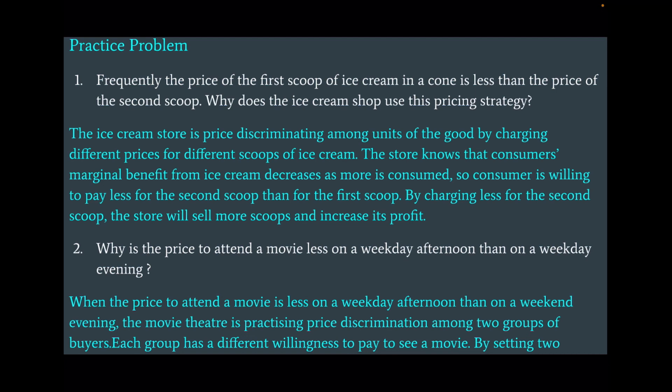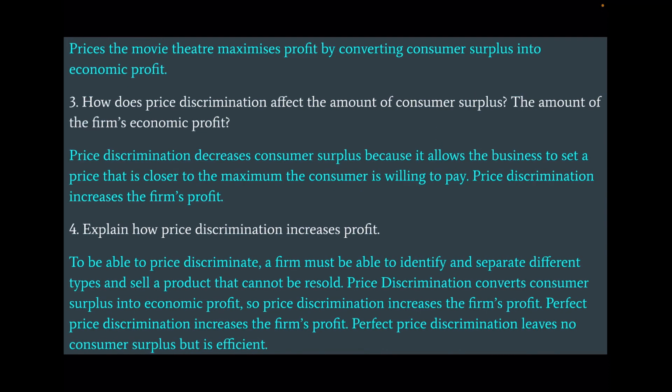Why is the price to attend a movie less on a weekday afternoon than on a weekday evening? When the price to attend a movie is less on a weekday afternoon than on a weekday evening, the movie theater is practicing price discrimination among two groups of buyers. Each group has a different willingness to pay to see a movie. By setting two prices, the movie theater maximizes profit by converting consumer surplus into economic profit.